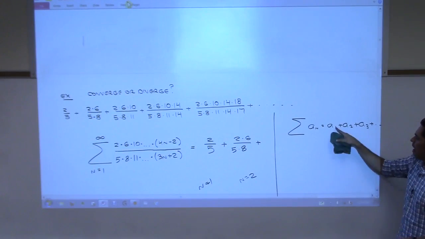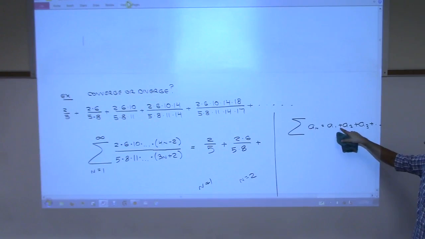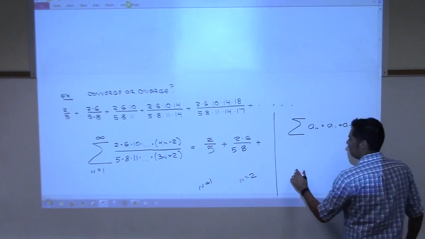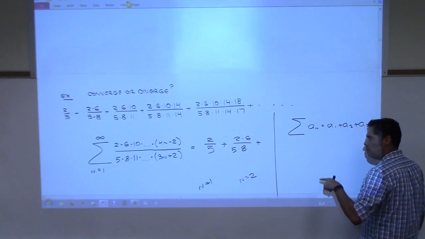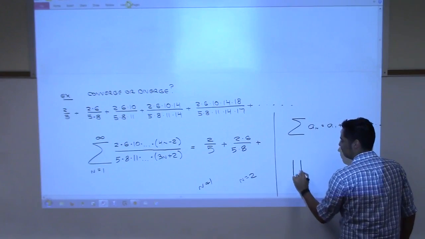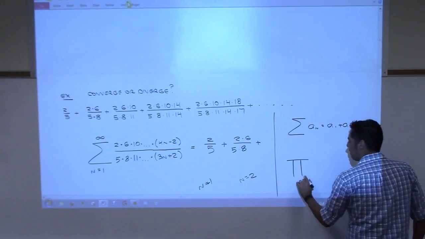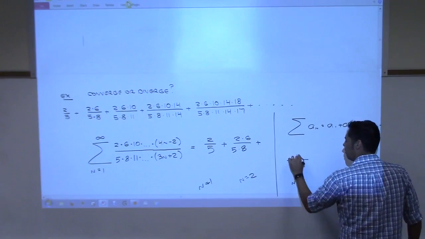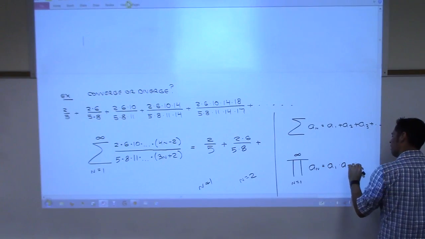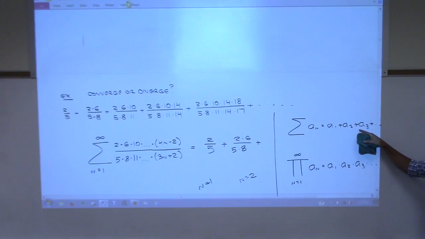What if instead of me adding things together, I wanted to multiply things together? Like instead of plus, plus, plus, I want times, times, times. We have a different symbol for it. It's a product. What's the Greek capital P? Capital Pi. So if you do capital Pi, n equals 1 to infinity of a sub n, this is a1 times a2 times a3. That's an infinite product as opposed to an infinite sum.